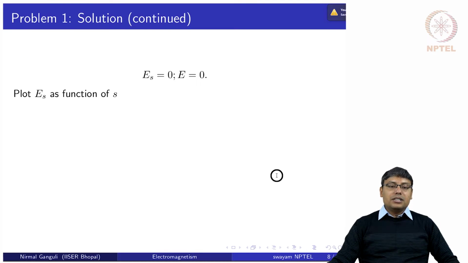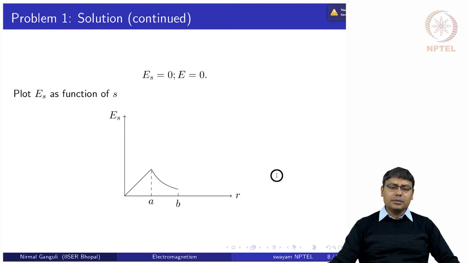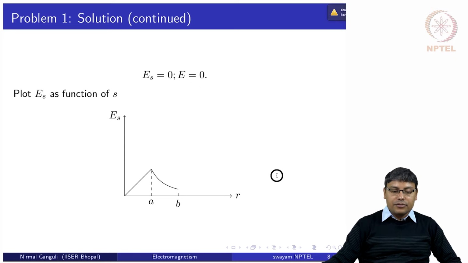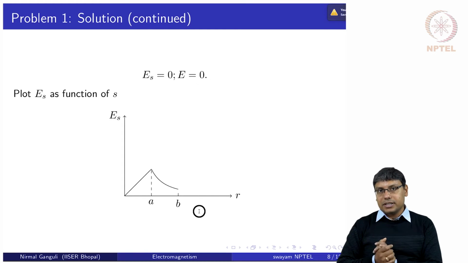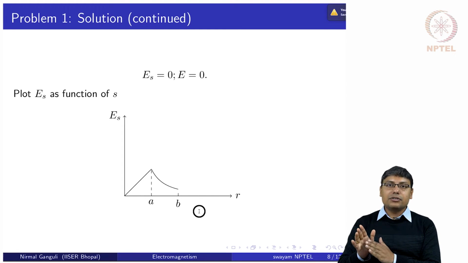Now comes the last part of the problem, that is plotting Es as a function of s. The plot would look something like this. Initially, the value of Es will linearly increase with increasing s, and then it will decay as 1 over s up to r equals b. Beyond r equals b, we are coming outside of the coaxial cable, and outside of the coaxial cable there is no electric field at all.